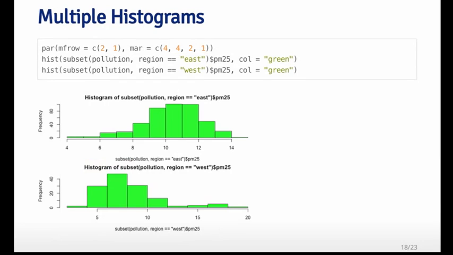You can do a similar type of plot with histograms instead. So now I've made a histogram on top, which is the eastern counties, and a histogram on the bottom, which is the western counties. And you see the same basic features. The western counties tend to be lower on average, but they have more extreme values that are higher. And the eastern counties are generally higher on average, but they don't have those very high extreme values.